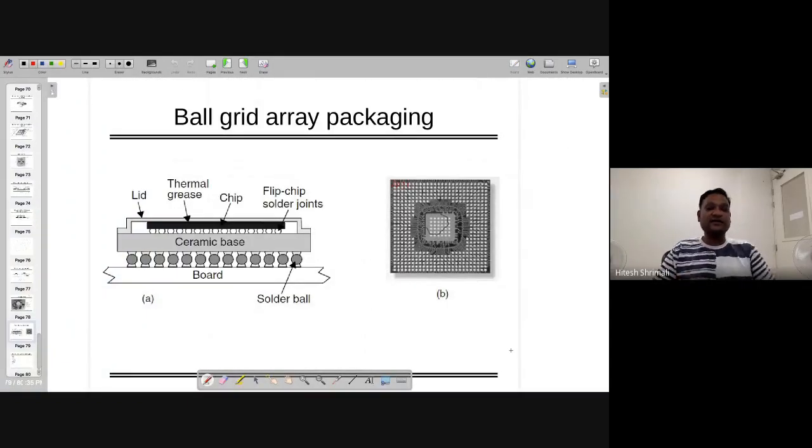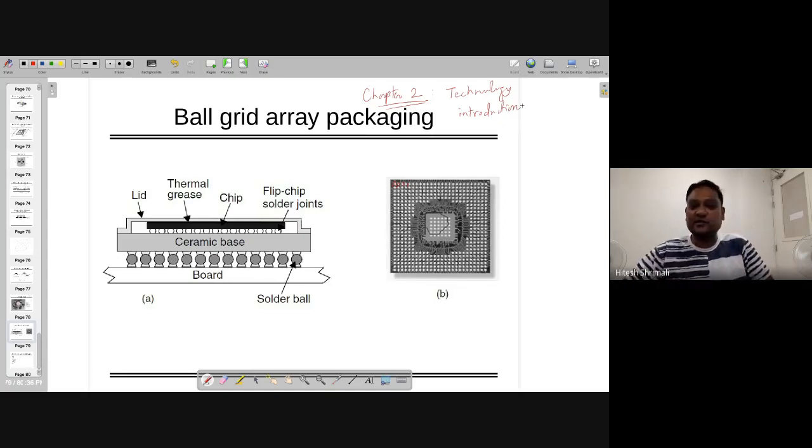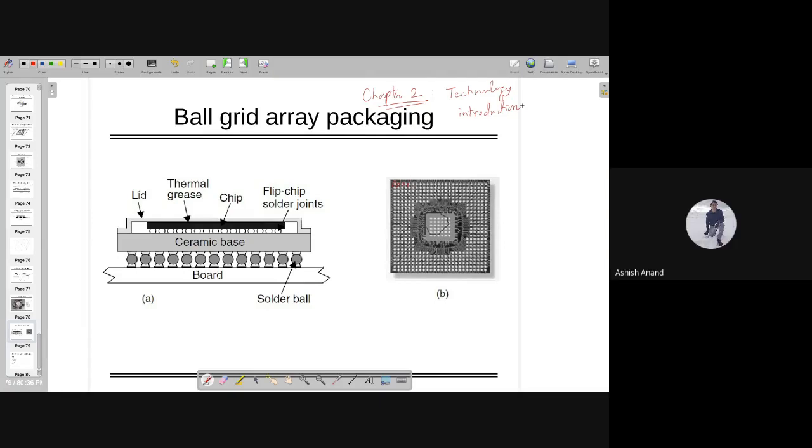So till now, any doubt? Because this was just a technology introduction. That was chapter number 2 from the Rabaey book. That's the end of this chapter, because it was a technology introduction. So if you have any doubt, you can ask me.